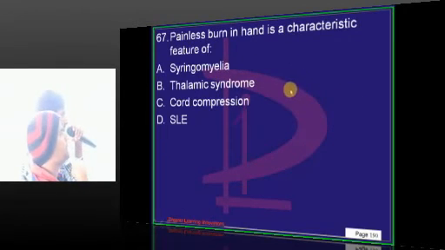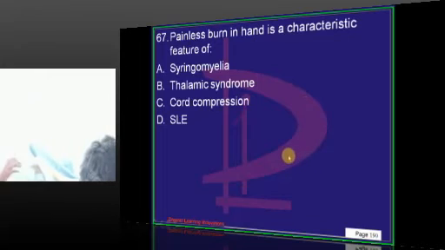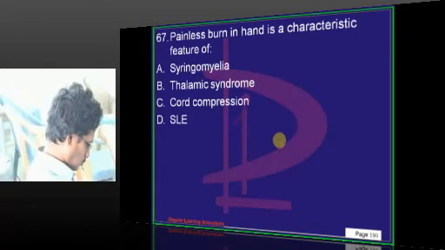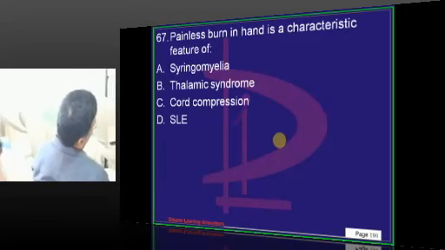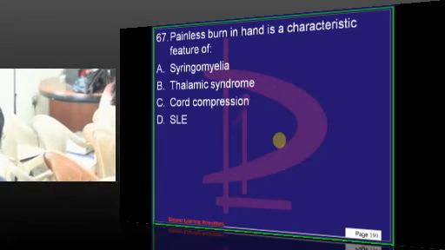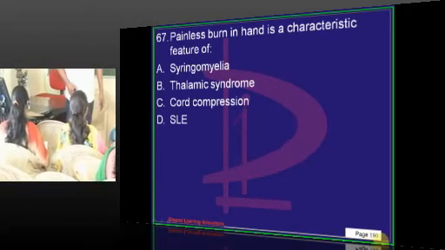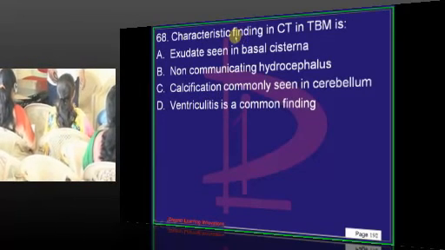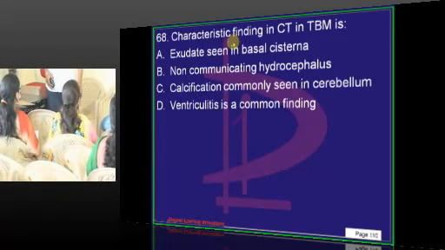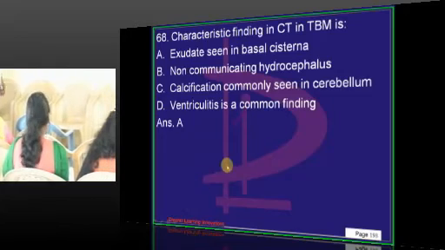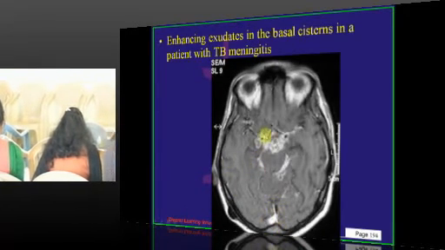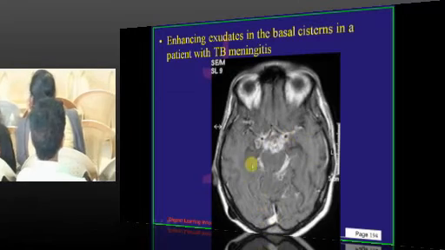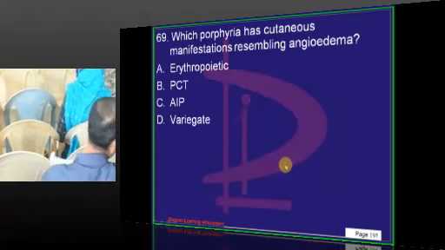Painless burn hand: syringomyelia. Because of the dilatation of the central canal, there is compression on the decussating fibers of the spinothalamic tract, which is carrying pain and temperature. So, syringomyelia. TBM, what is an important finding, doctor? Exudate at the basal cistern. Exudate at the basal cistern is a classical feature which you see in the case of TBM, and it needs to be remembered.